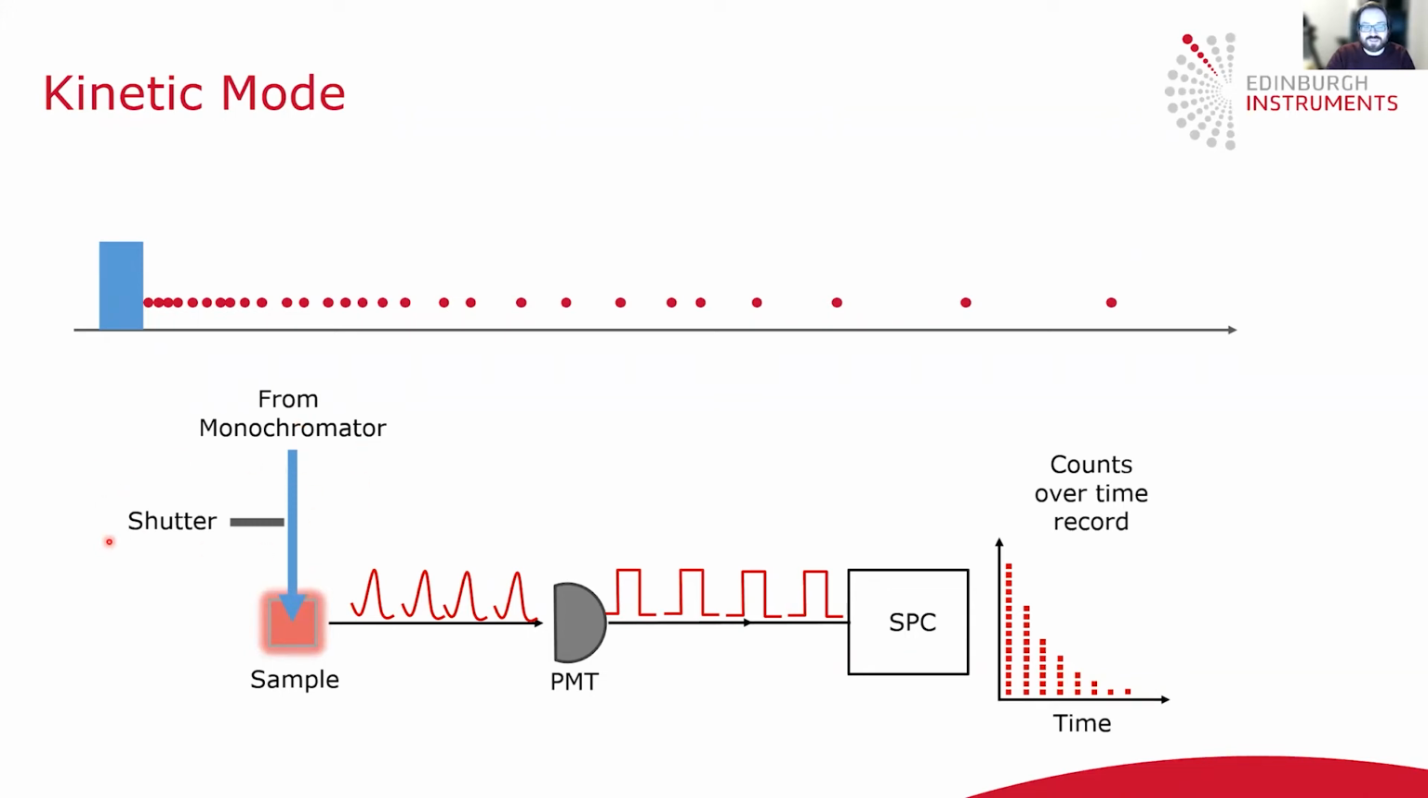Another option is that there's a computer-controlled shutter, and this shutter can be told to engage after a set amount of time. So you can excite your sample and charge it up for a certain length of time, then close the shutter, and then monitor the photoluminescence decay after the excitation light has stopped.